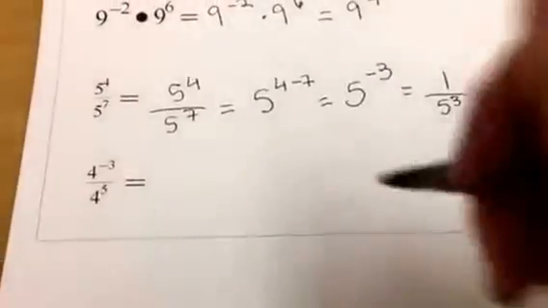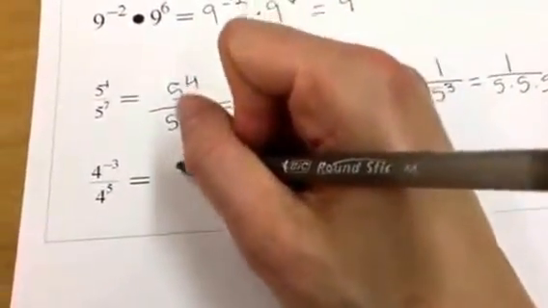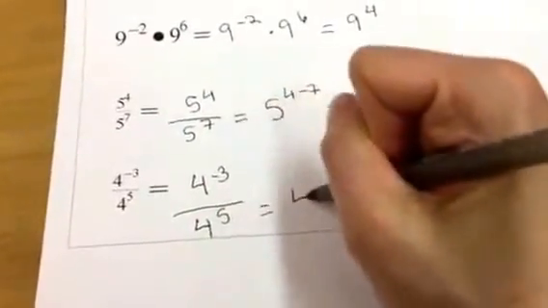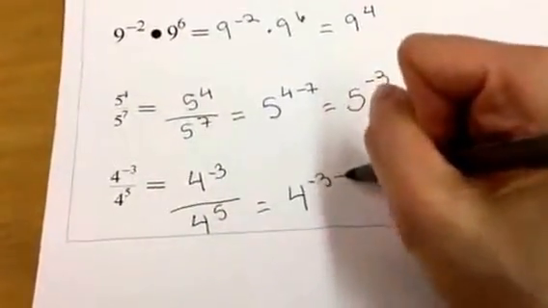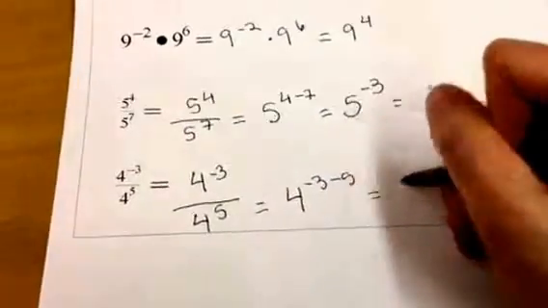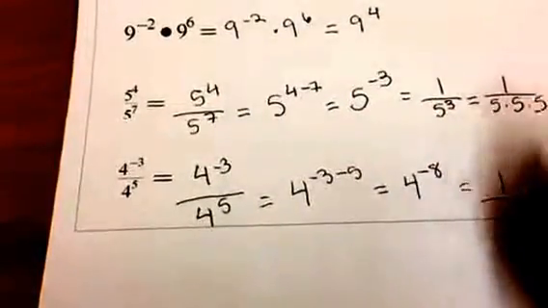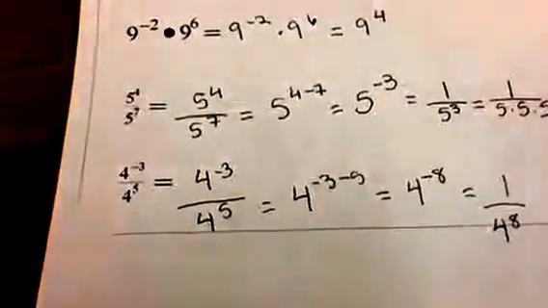And finally, my last example, 4 to the negative 3 divided by 4 to the 5th power is equal to 4 to the negative 3 minus 5, which is equal to 4 to the negative 8, which is equal to 1 over 4 to the 8th power.